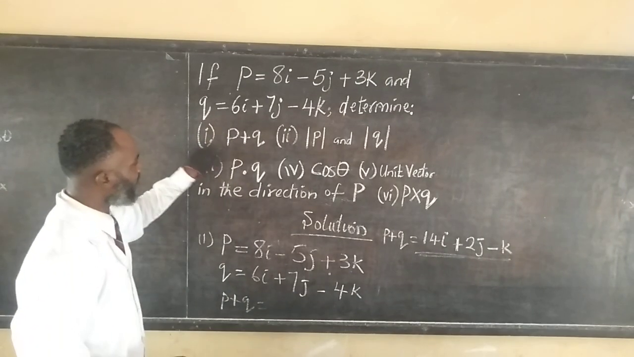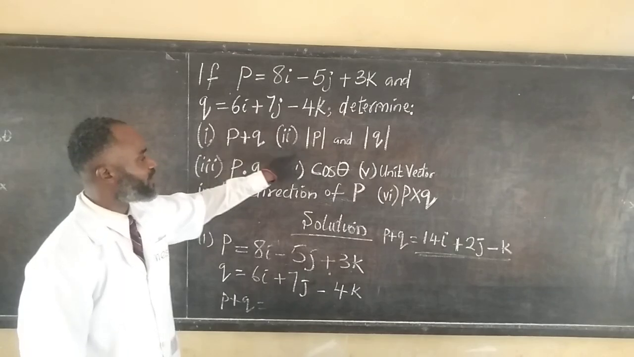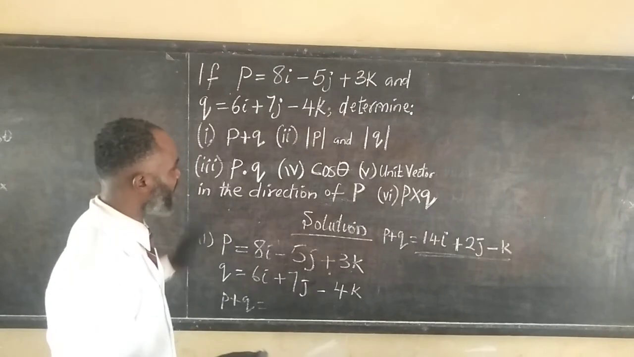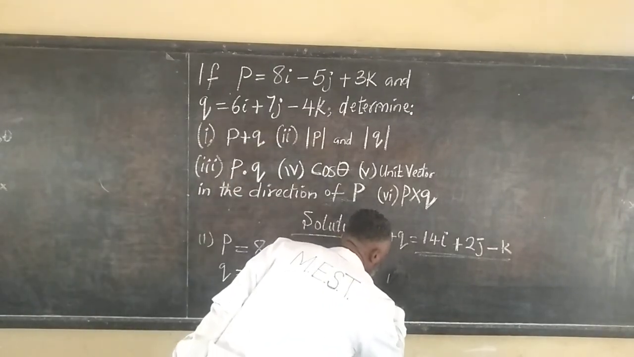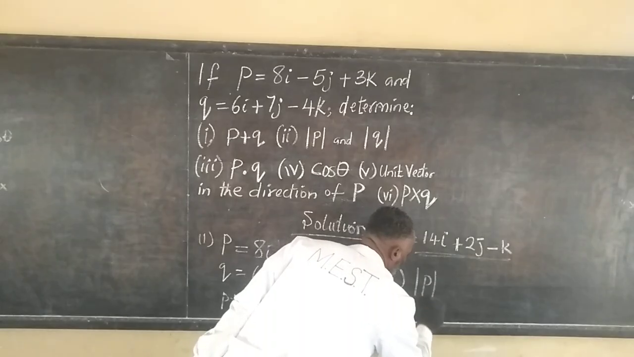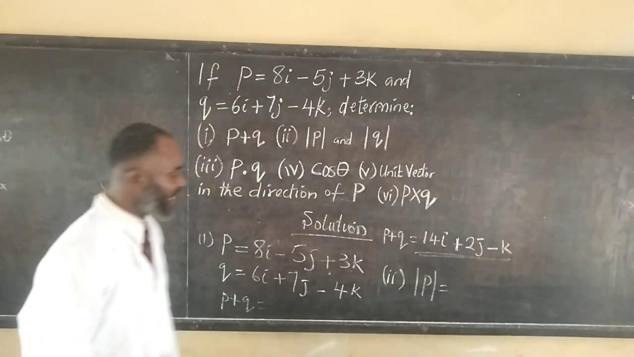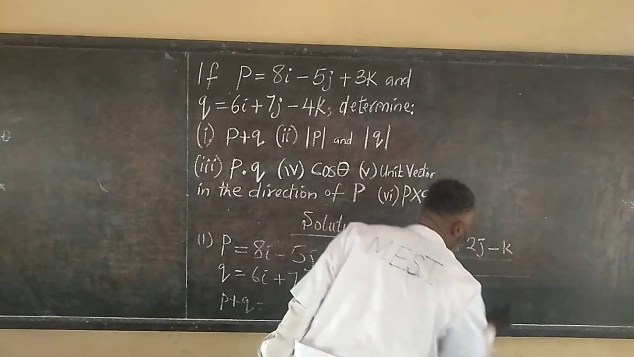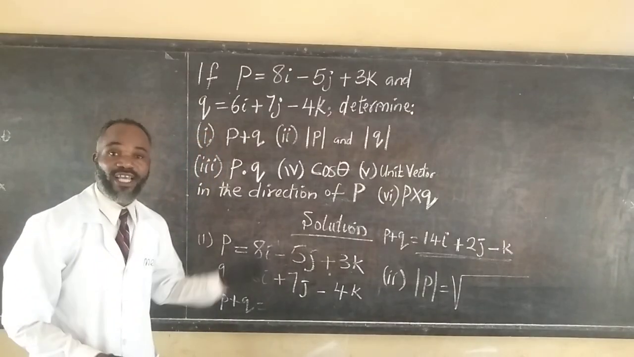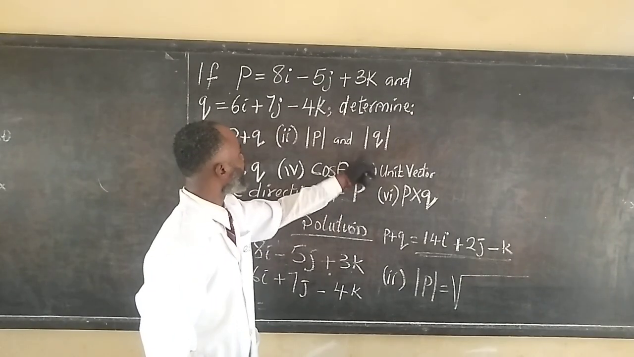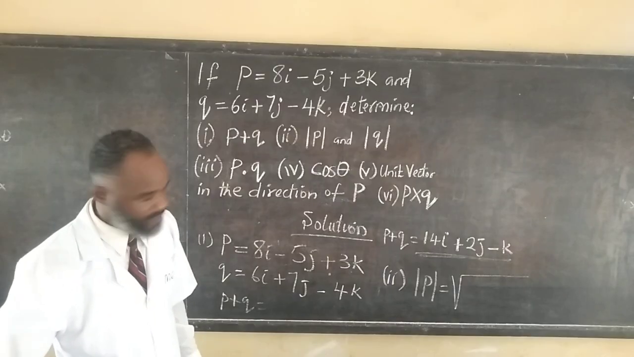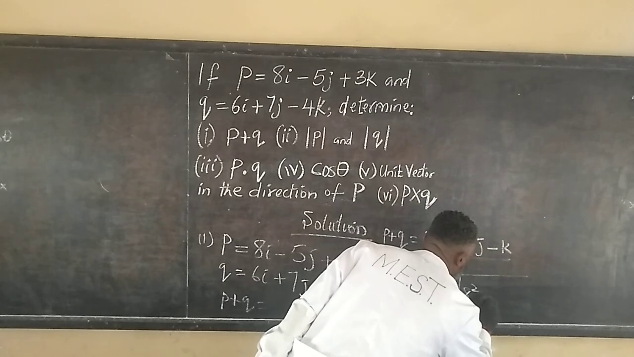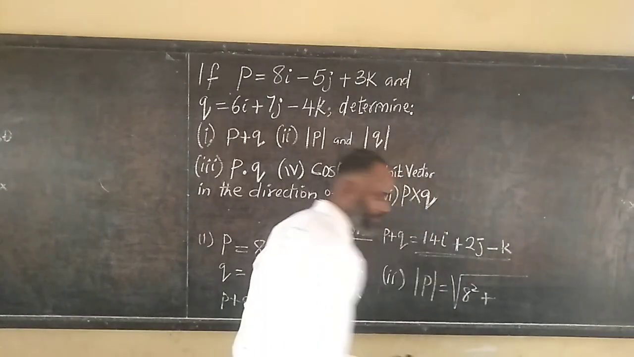That's the first one. Now let's look at the second one, which is modulus P, meaning finding the squares of P. We are looking for modulus P, that is squaring everything that has got to do with P. Then we do that for Q. So for P, we have 8, and we square 8. We put plus because everything is going to become plus.